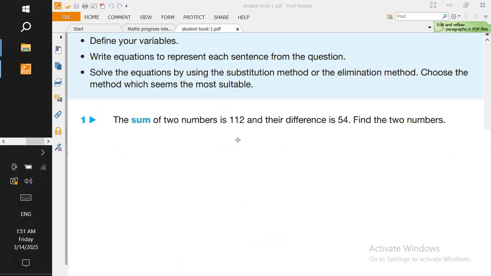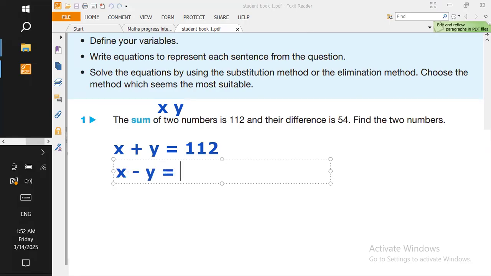The first one, the sum of two numbers is 112. This means what? Let's say that these two numbers are x and y. Okay. The sum of them, it means when you add them together. So x plus y equals what? Equals 112. That's the first equation. And the second equation, the difference is 54. This means that x minus y equals 54. So here we make two simultaneous equations. We can solve them using the same method that we did with the first question. I just want to explain how you write the equations so you can start solving.